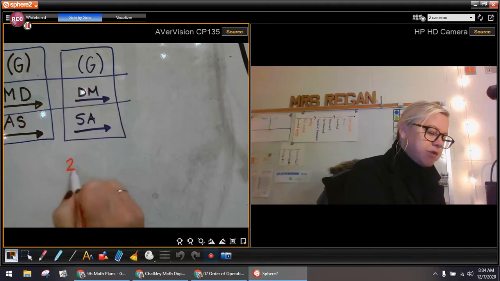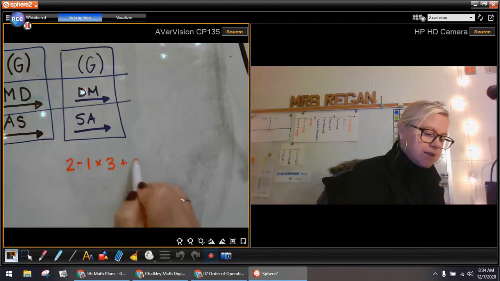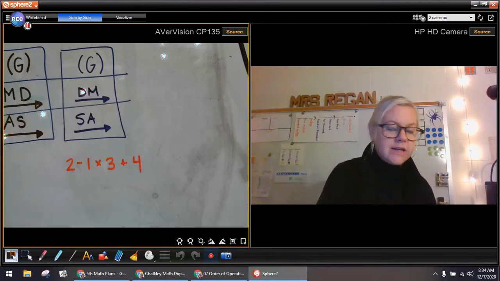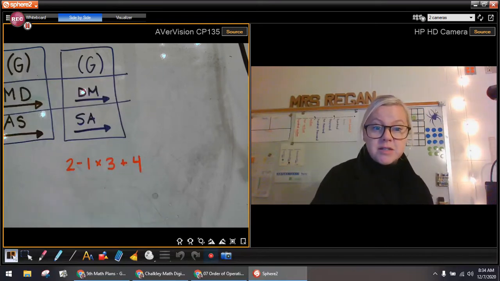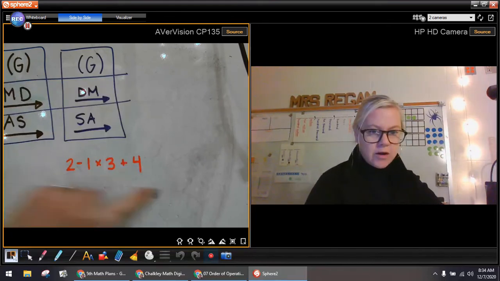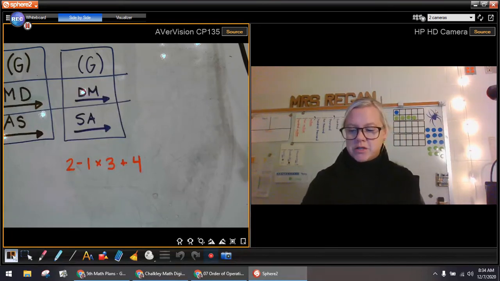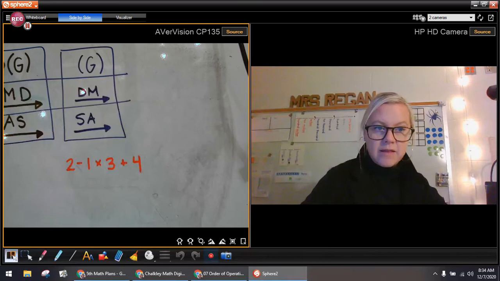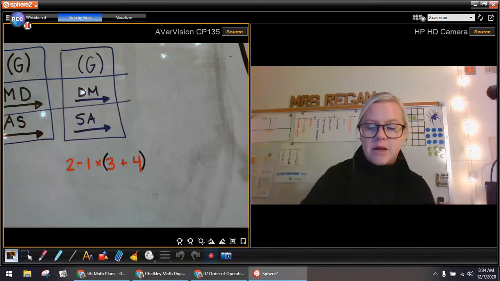Let's say I have 2 minus 1 times 3 plus 4. So do you see how there's subtraction, multiplication, and addition? There's a lot of operations happening here, okay? I don't always just start from the left and just work all the way across. There is an order that I have to follow. So let's use our order of operations, okay? Do I see anything that shows a grouping symbol? No, I don't. But what if I put parentheses right there?